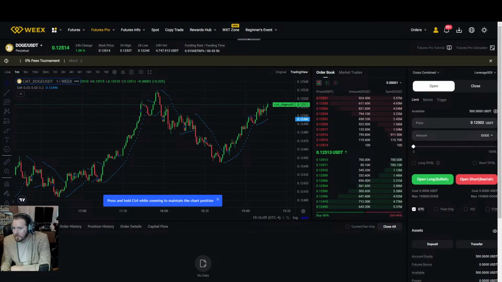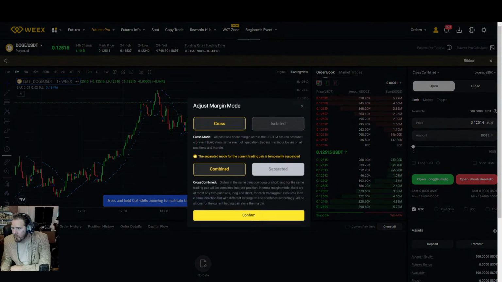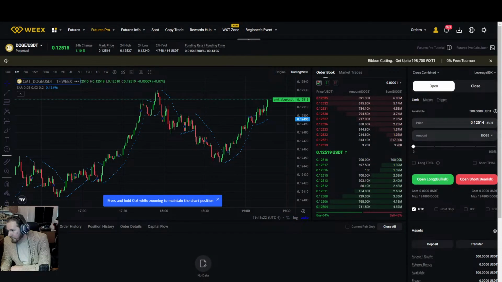Let's close off the chart. I think 12.14 could be a decent entry. And I'm going to use cross margin combined. Cross margin combined for this. I have $500 in here. If you look right here at the bottom, $500 for the balance.